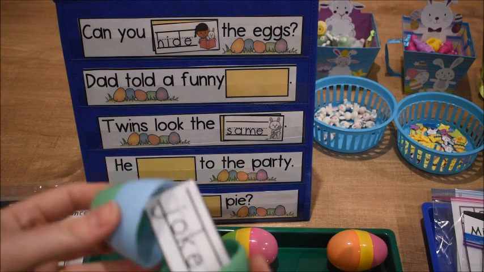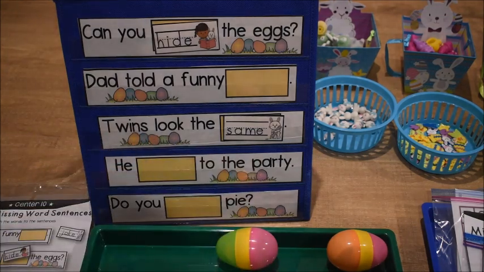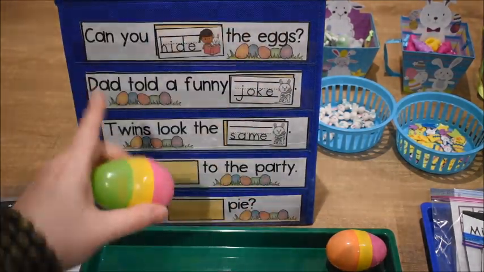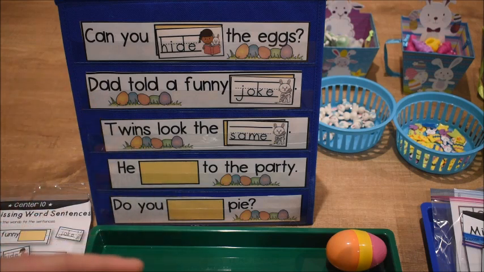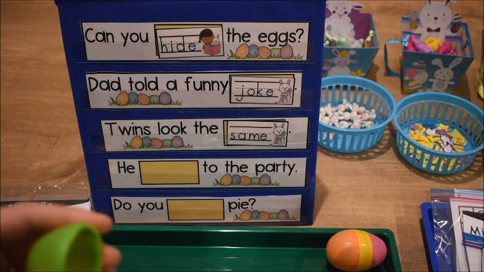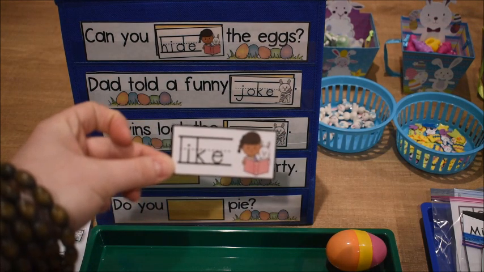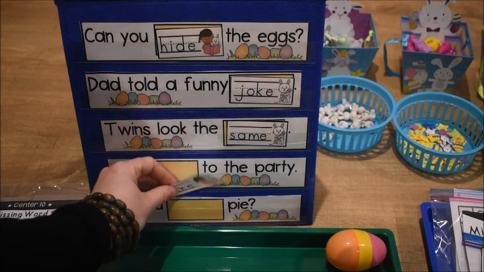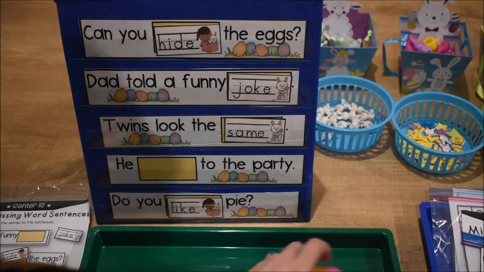All right, so I'm going to open another one. And this says joke. Dad told a funny joke. That one goes here. All right, so they have to be able to read the sentence. They have to be able to figure out the context in order to complete it so that they know what word would make sense. All right, this next one is long I. It's the word like. And I think that's going to go on the bottom here. Can you see this? Do you like pie? And so then we'll open the last egg.